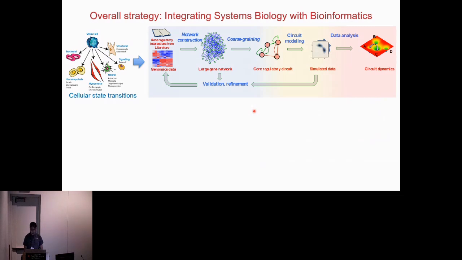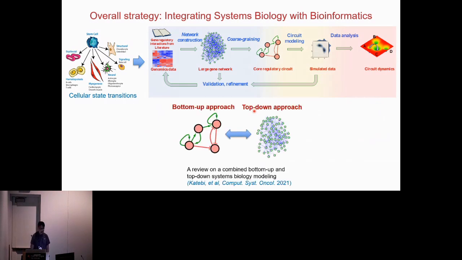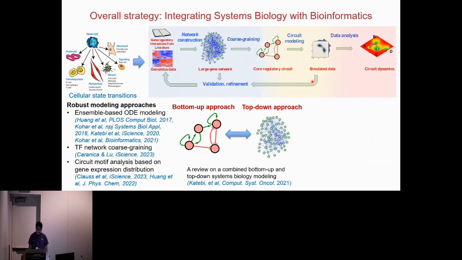And then we can use simulations to figure out how the circuits work, and also, if we need, we can do some refinements to make the model better. So essentially, we're trying to integrate top-down and bottom-up systems biology together. Over the last few years, we have been developing computational methods along these two approaches, including methods for ensemble-based ODE simulations and modeling, network cross-training, and also circuit motif analysis based on the simulation results.